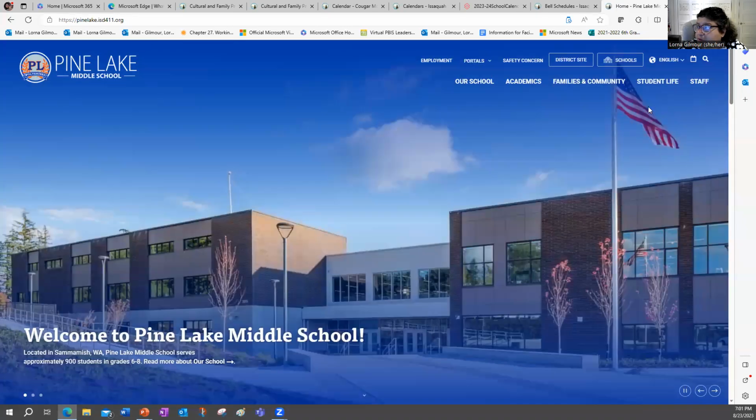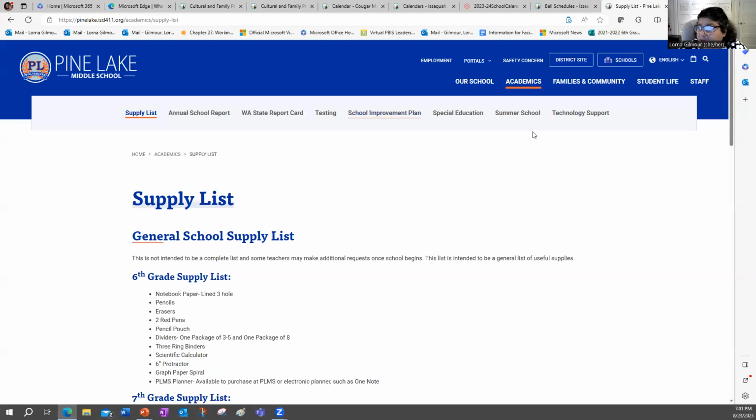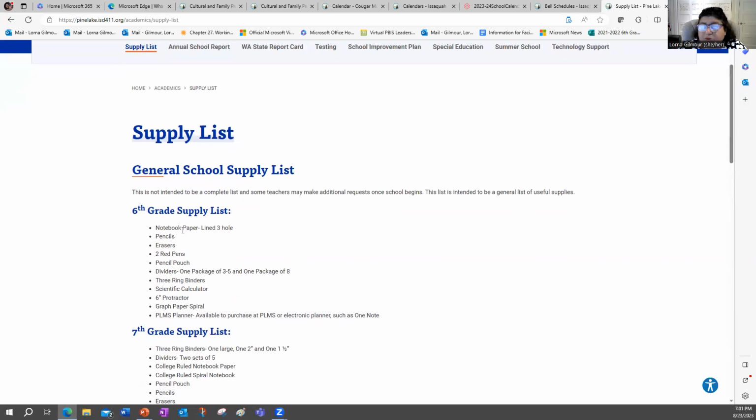The other thing to note is that the supply list for middle school is very simple because, one, kids are using the laptops quite a bit, but two, it really depends on the teacher. Sometimes you will have bought all these things, but a teacher might say, for my class, I really want you all to have a folder. And so the teacher on the first week of school may tell you one or two extra things that they want your child to have.